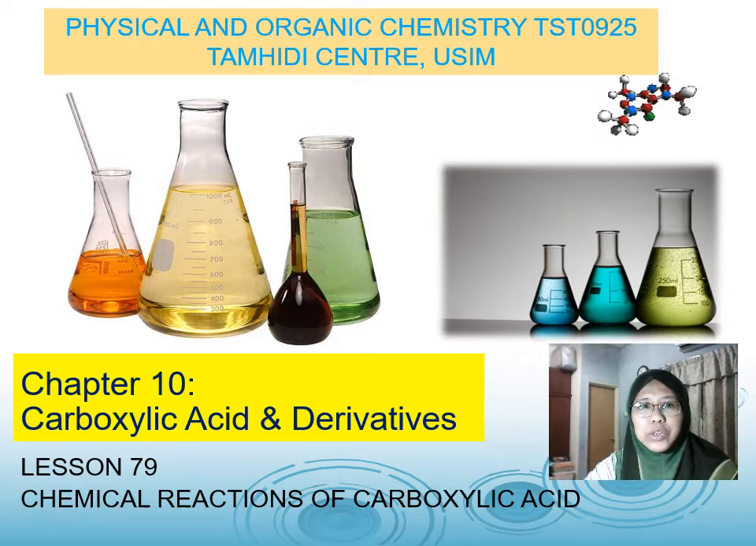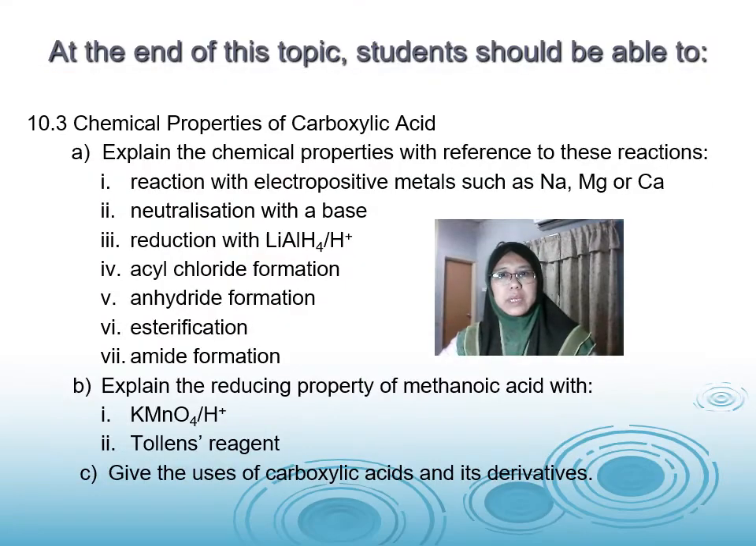Today we are going to continue chapter 10, carboxylic acid and derivatives, by learning lesson 79, chemical reactions of carboxylic acid. There are reactions of carboxylic acid with reactive metals, neutralization with base, reduction with reduction reagents, formation of acyl chloride, acid anhydride, ester, and amide.